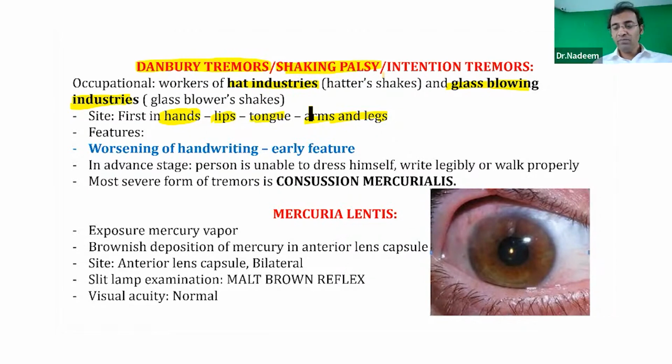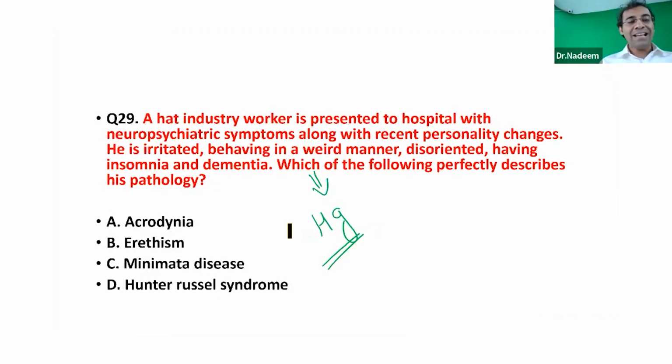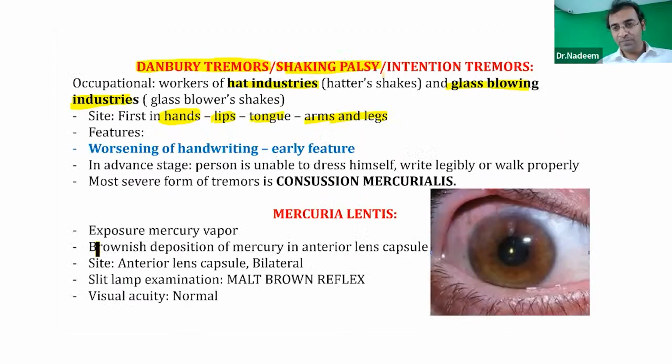Shaking palsy. Now, the same person who is working in the hat industry, after chronic exposure, will have neurological problems. He will behave like a mad person working in the hat industry. That's why it is called mad hatter syndrome. Personality changes, neuropsychiatric symptoms like irritability, shyness, dementia, and all. These are seen in the glass industry and hat industry, which is called erethism. Right? Answer is B.